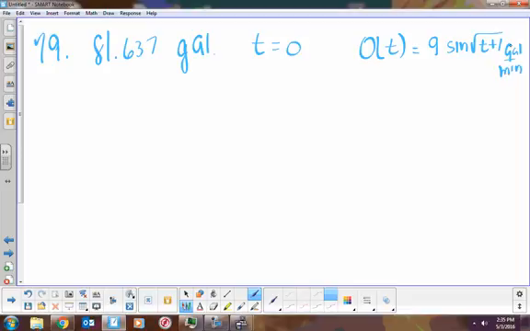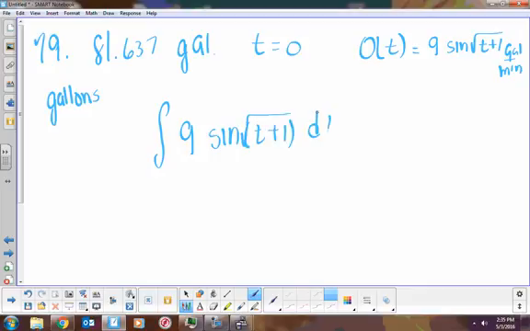Gallons per minute. It says how many gallons of water. So the question is gallons. If I'm given a function that is gallons per minute and I want gallons, what calculus am I using? Integration. So I'm going to be integrating my O of t function, which is 9 sine t plus 1, square rooted, dt, by the way, this is in the calculator portion, at the end of 6 minutes. So we're going to go 0 to 6.